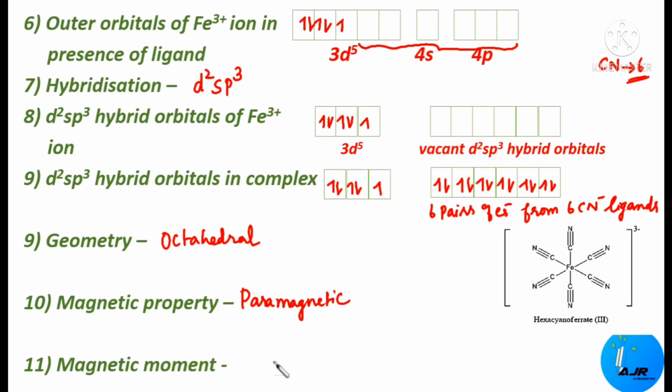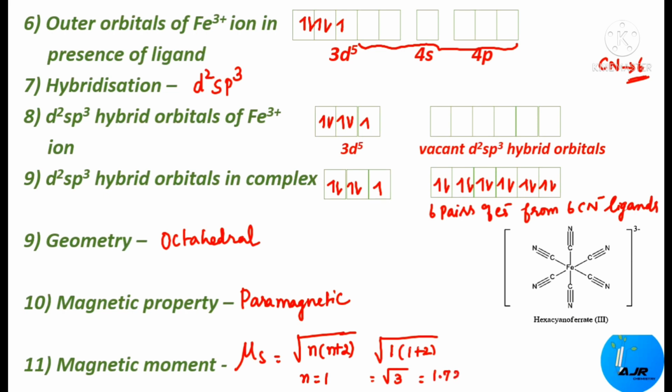Now we can calculate the magnetic moment. How to calculate the magnetic moment? There is a formula: mu S is equal to root of n into n plus 2, where n is the number of unpaired electrons. Here we have one unpaired electron, so n is equal to 1. Substituting, 1 into 1 plus 2, so it is root 3, which is 1.73. What is the unit for magnetic moment? It is Bohr magneton. So this is how we should calculate the magnetic moment for a complex.